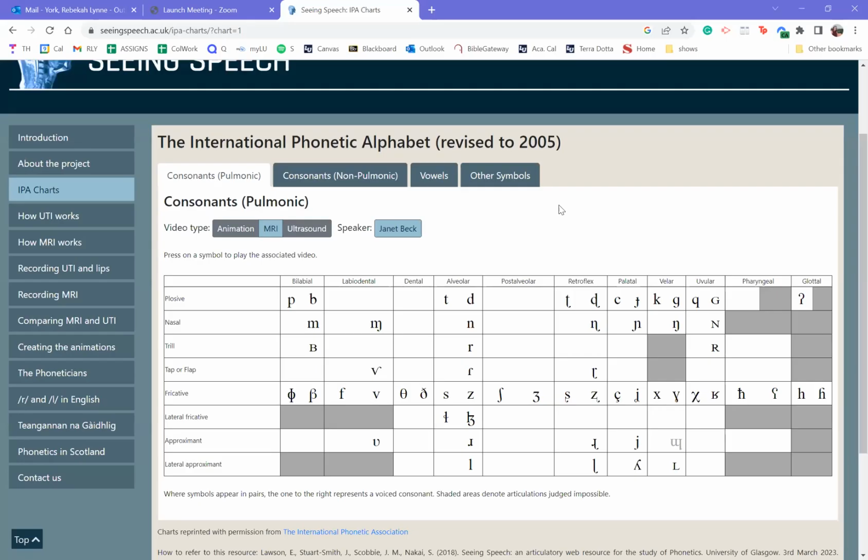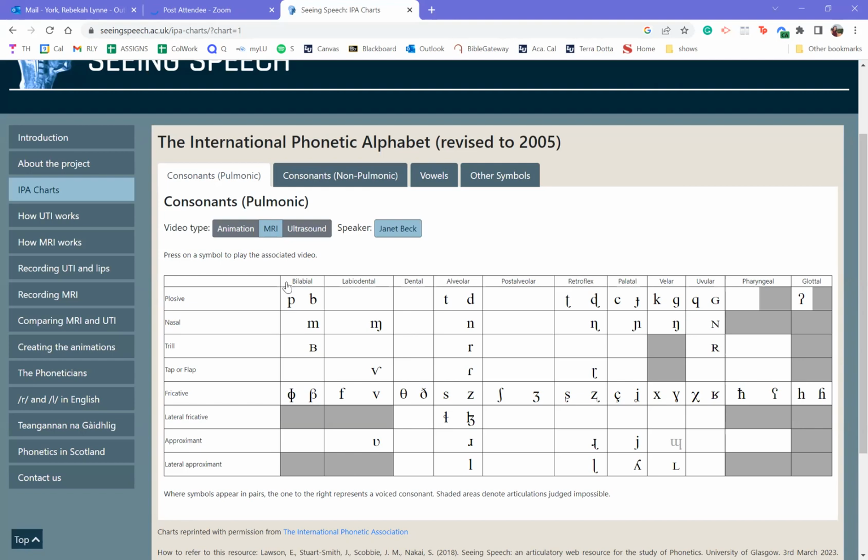Oh, sorry. Your screen is not on. Yes. Okay, are you able to see it now? Yeah. Okay.